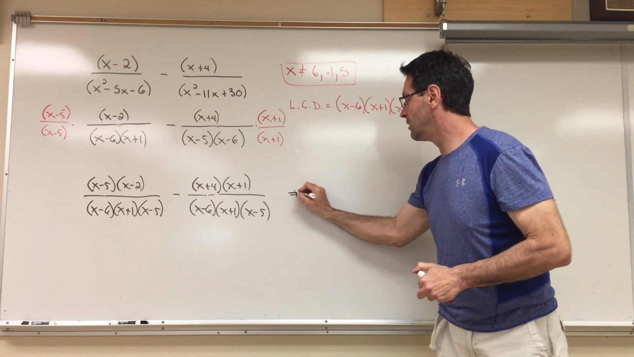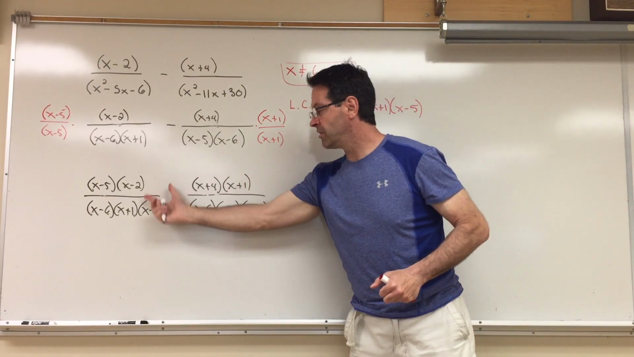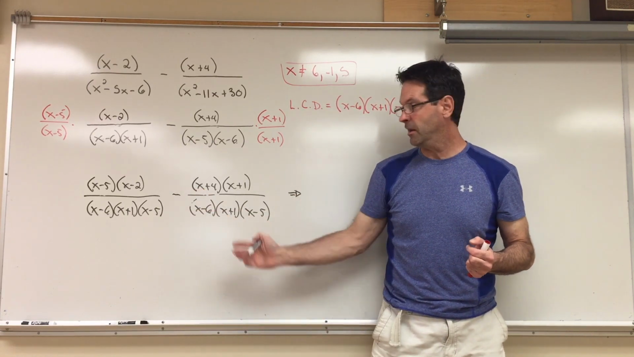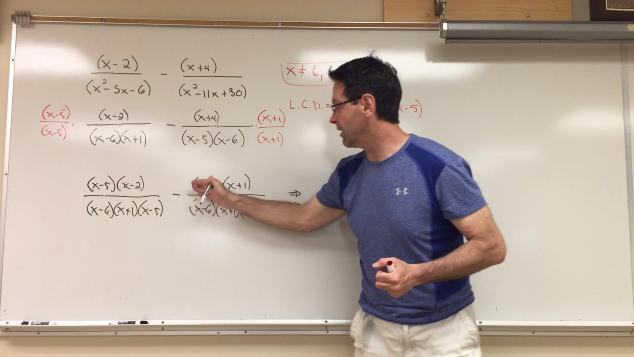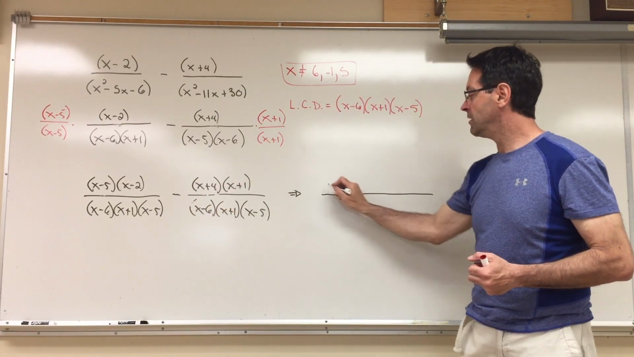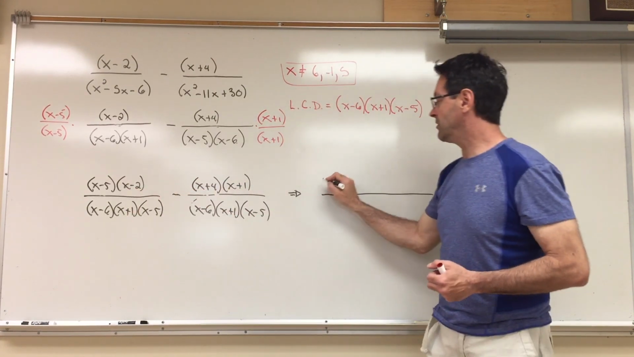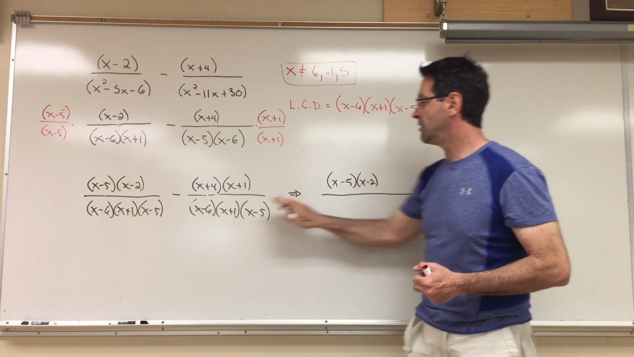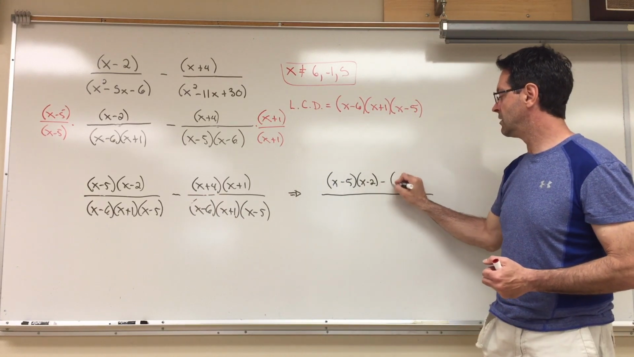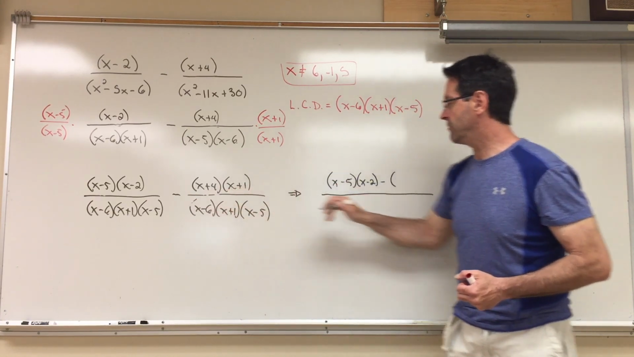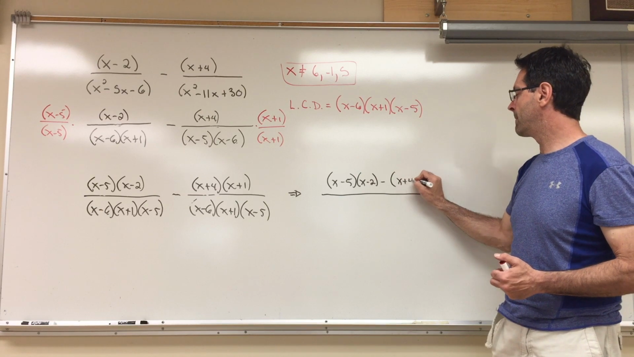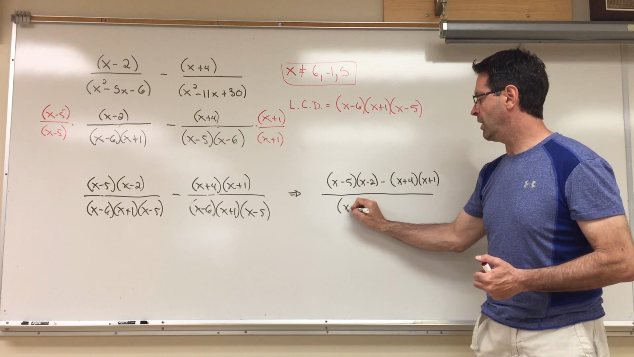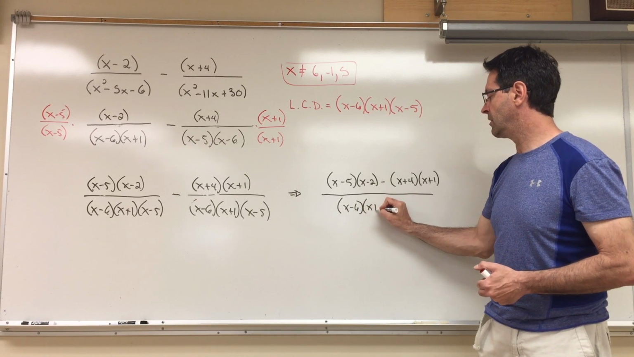Now, we have expressions that are both expressed with the LCD in the denominator. So we'll subtract the numerators. Put a big line. The x minus 5 times x minus 2. Subtraction sign. x plus 4 times x plus 1. All over the one denominator.